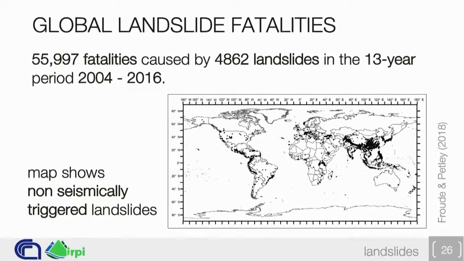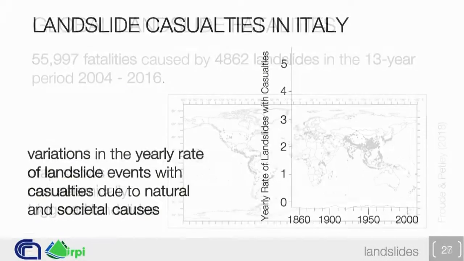And why should we care about landslides? Well, because they are also many and widespread. Between 2004 and 2016, more than 4,800 non-seismically triggered landslides have caused 56,000 fatalities globally, an average of 4,300 fatalities per year or 12 per day. And the map shows that fatal landslides have occurred in all continents except Antarctica.